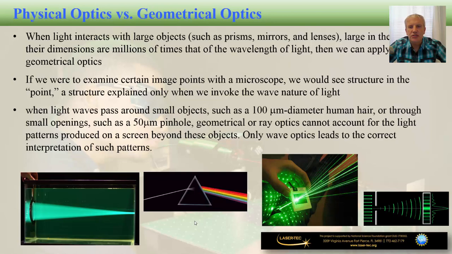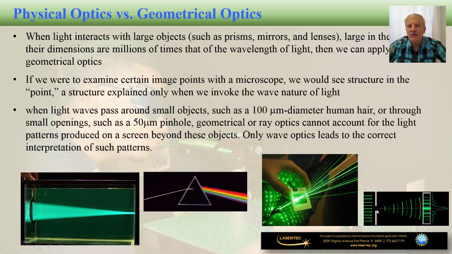A clear visual distinction between geometrical optics on one side and physical or wave optics on the other is shown on the bottom of this slide. On the left hand side, we see 2 phenomena that are explained using geometrical optics, such as light refraction through a prism or light passing through a filter or a lens, as opposed to the picture on the right hand side, where we see a diffraction grating as well as a single slit of a very, very small width, on the order of the wavelength of light.